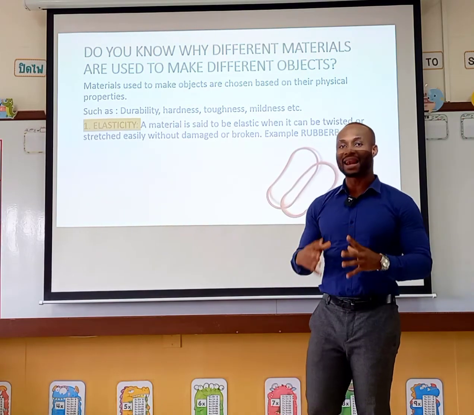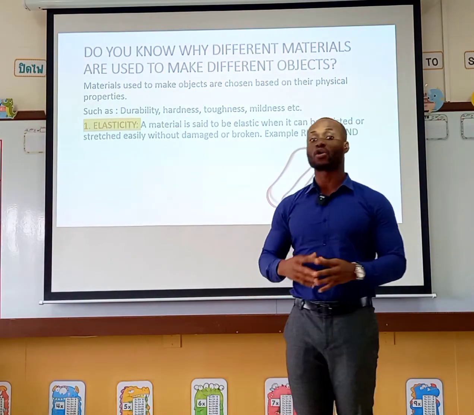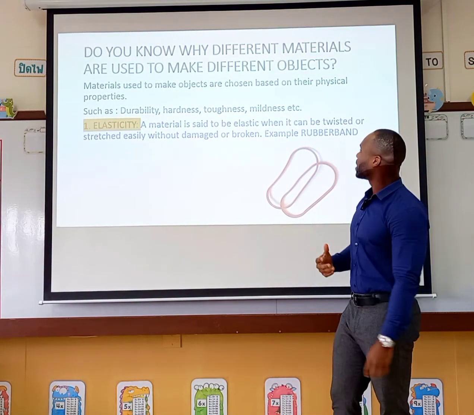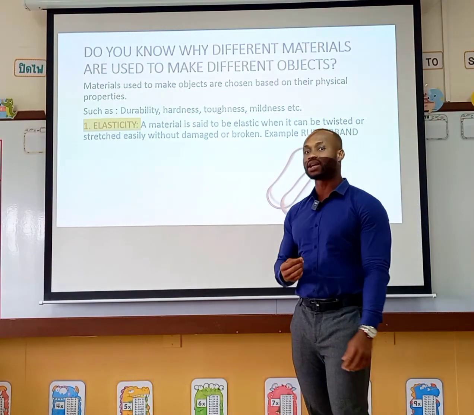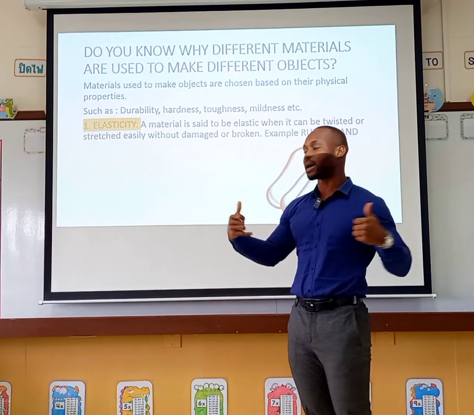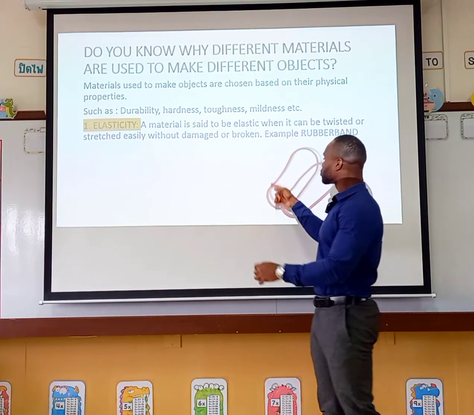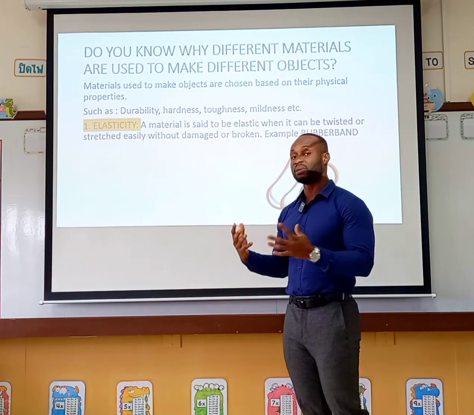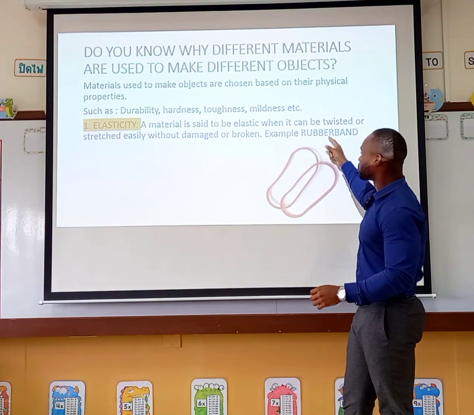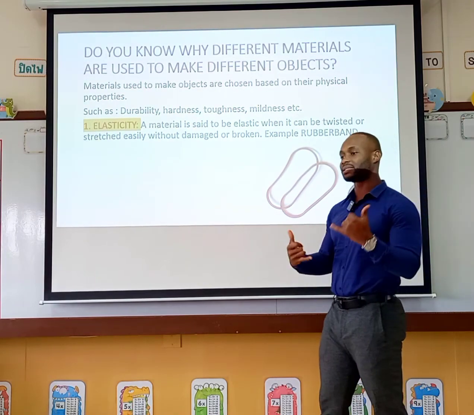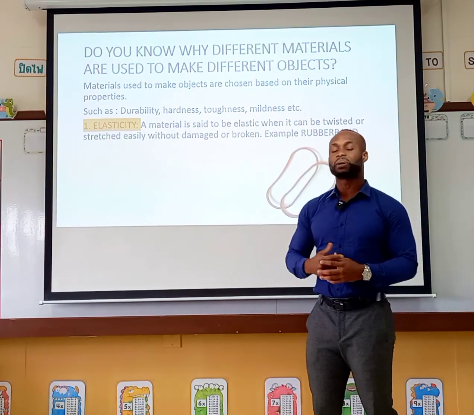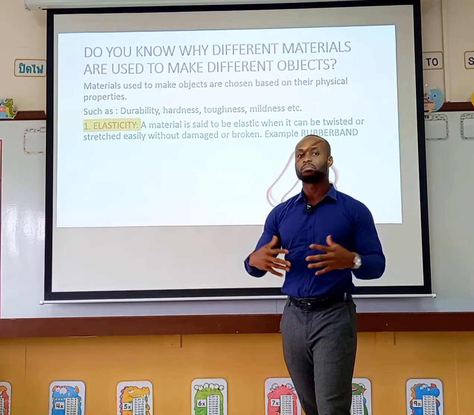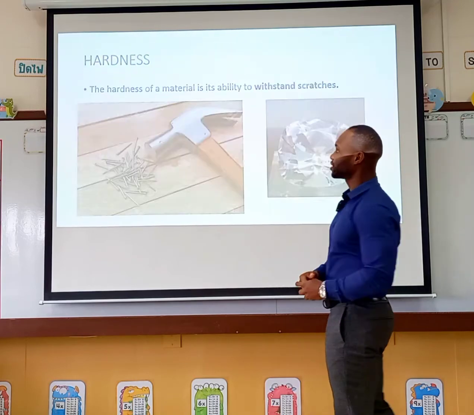Okay, so number one, we're going to get into the detail right now. The first one is elasticity, elastic or stretch. A material is said to be elastic when it can be twisted or stretched easily, okay, and it can be stretched as far as possible without being damaged or broken. So this is an example: rubber band, yarn is an example of an elastic material that can be stretched to a certain limit without being damaged.